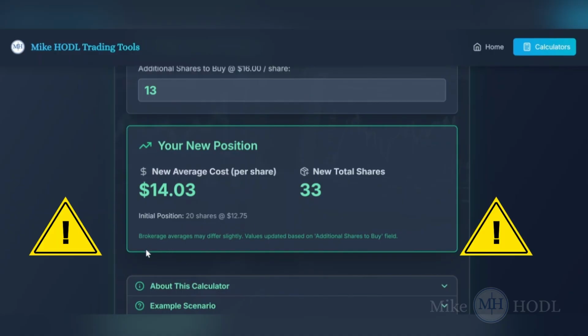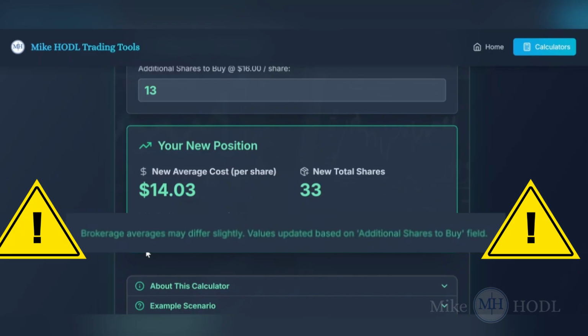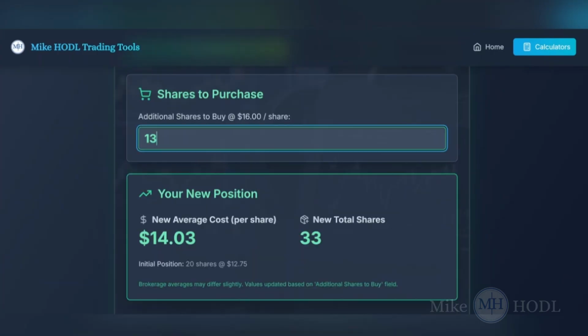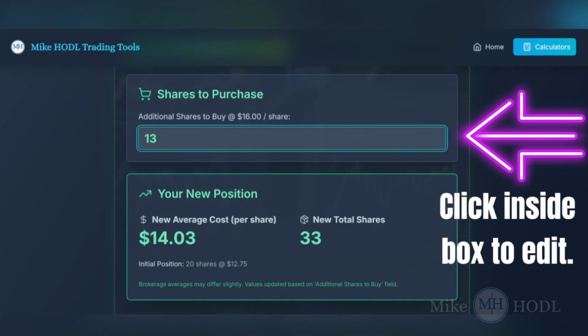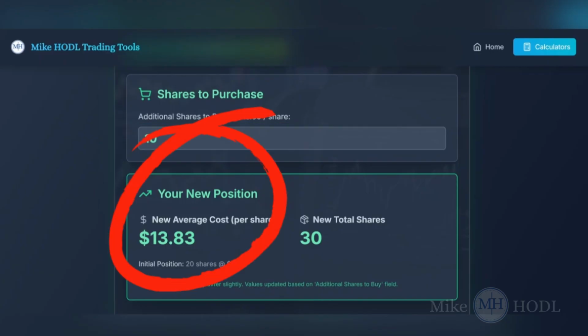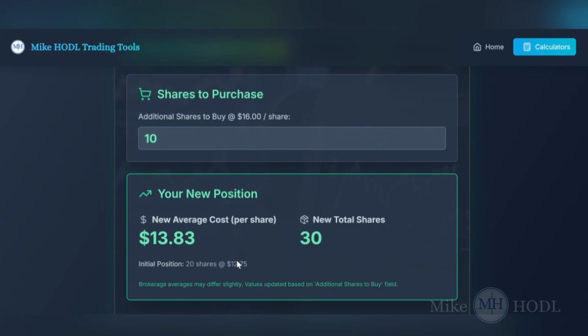There is a note at the bottom. Note, brokerage averages may differ slightly, values updated based on the additional shares to buy field. This means that depending on your specific brokerage, the way they calculate and display your average cost might vary slightly from this tool's calculation. You can also edit the additional shares to buy field directly. For example, if we change this from 13 to 10, the Your New Position section updates automatically. Buying 10 shares would result in a new average cost of $13.83 and new total shares of 30.